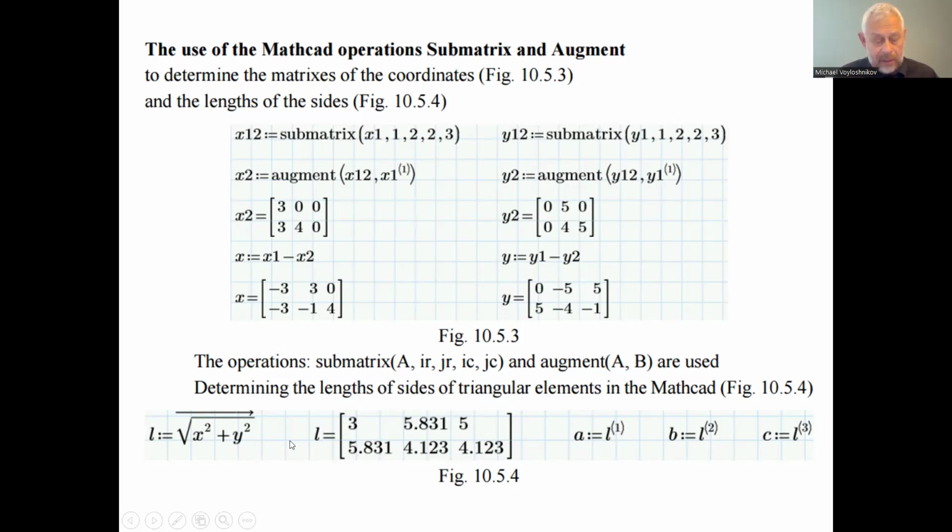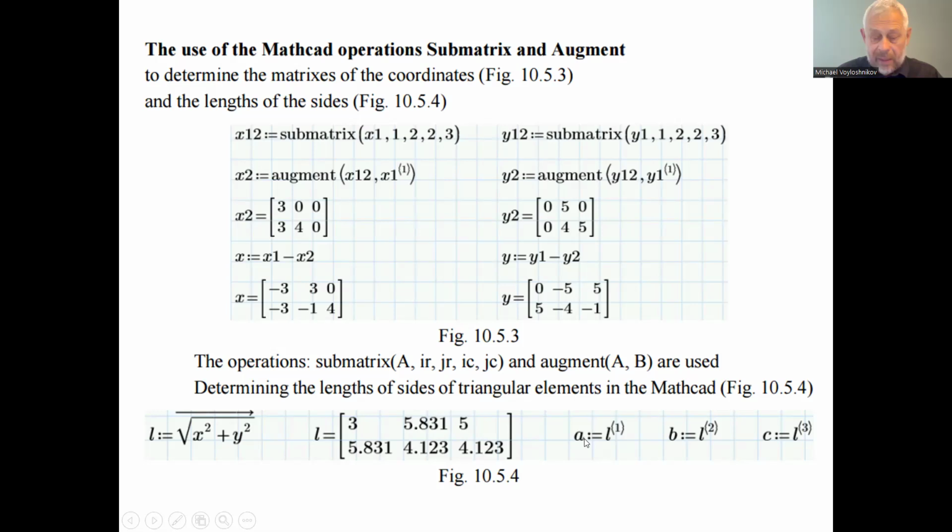So this is the result. We can check it: instead of the assignment sign, shift colon, we just type L with the equality sign. And we will have the result of applying this operation over these two matrices, X and Y. This is on the screenshot of Mathcad.